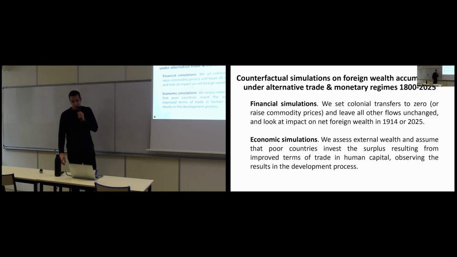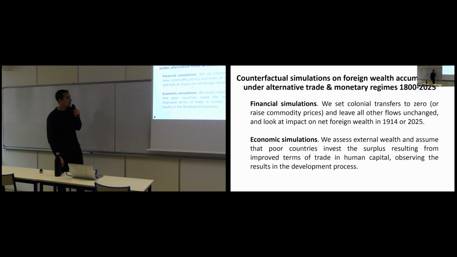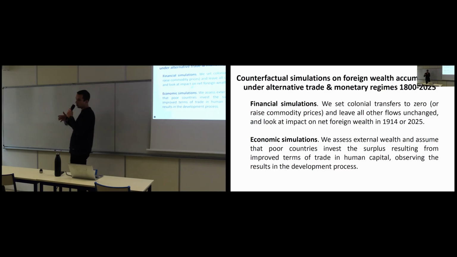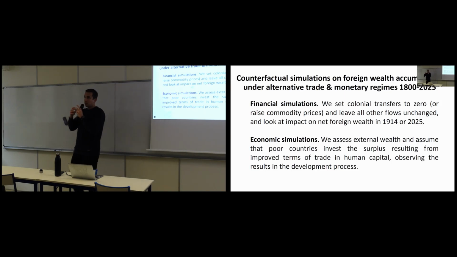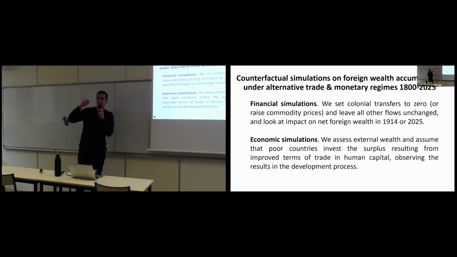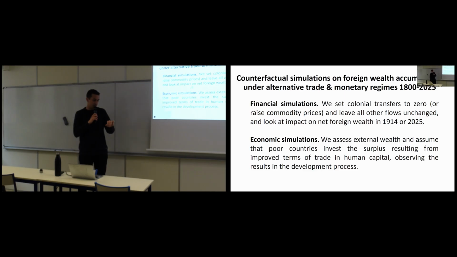Okay, so let me show you what could have happened with a different set of rules in trade or monetary regimes. Now I will show you a set of simulations where we assume there are no colonial transfers, no forced labor or slavery. So commodity prices are paid taking into account the real cost. We assume the commodity producers were paying their employees a fair wage, and this raises the cost, which implies that they sell at a higher price. And I will show you what happens to the buildup of foreign wealth and what would have happened to development if we had this world.